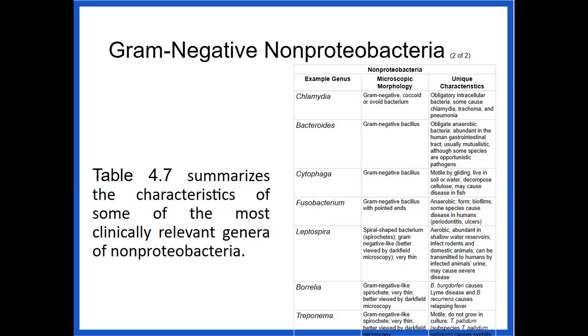Cytophaga, so these are motile by gliding and live in soil or water. They decompose cellulose and may cause disease in fish. Fusobacterium, so you have anaerobic, it can form biofilms. Some species cause disease in humans like ulcers or periodontitis.